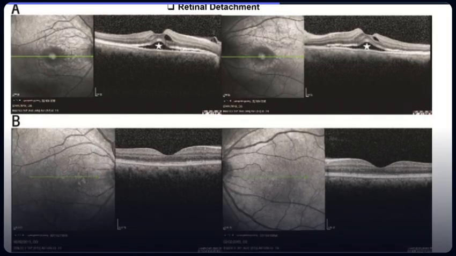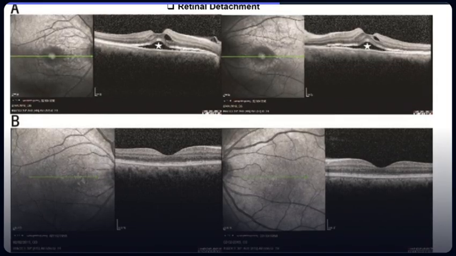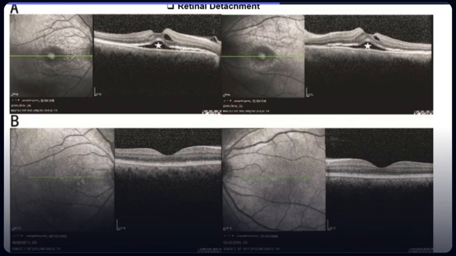What specific physiological mechanisms must we engage to collapse this potential space and restore the anatomical apposition visible in the healthy, reattached profile of row B? Observe how the return of the sharp foveal depression in the bottom scans confirms that the hydraulic barrier has been neutralized, allowing the cellular layers to resume their vital metabolic interdigitation.